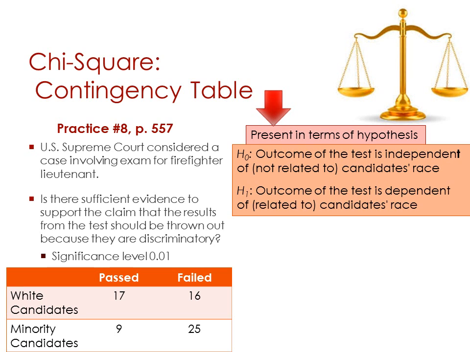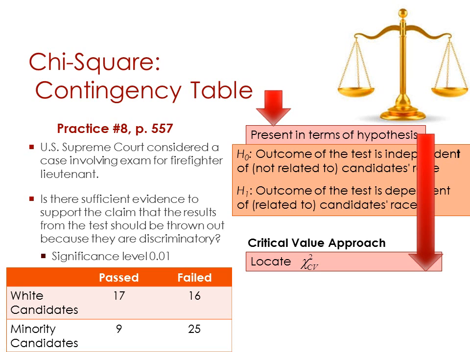Okay, now let's move into doing the analyses for working with the chi-square contingency table now that we've got our hypotheses set up. Now the next step, let's first look at doing the critical value approach. And here our first step is locating what is going to be our chi-squared critical value.